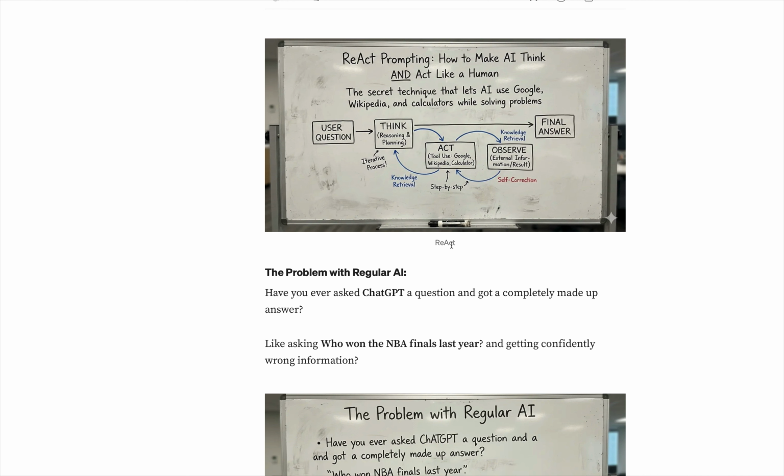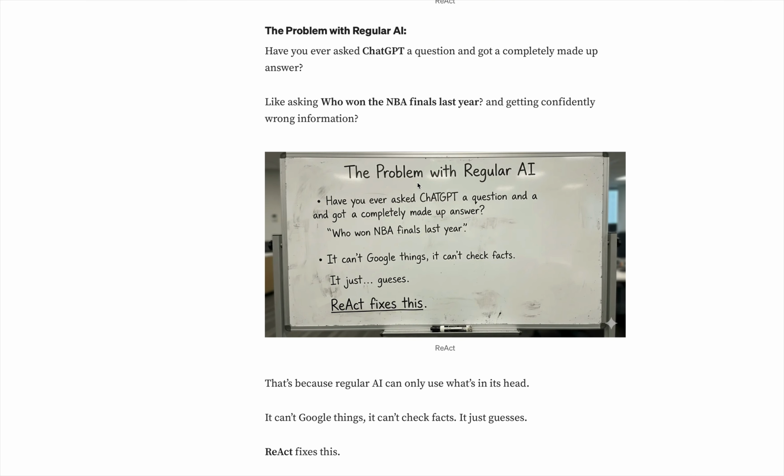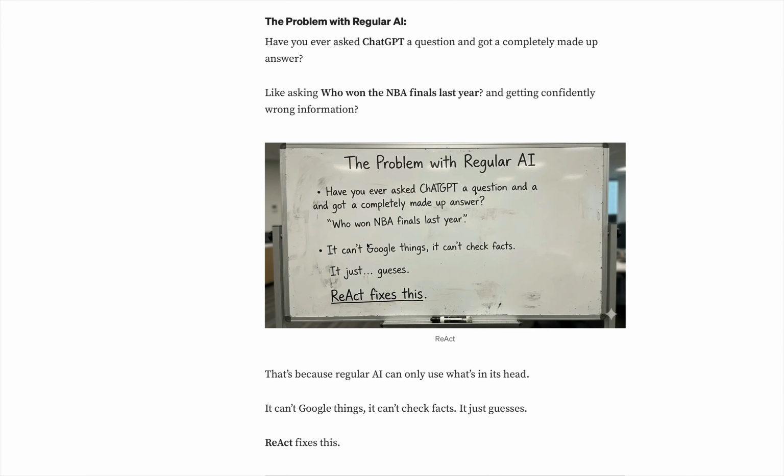About ChatGPT questions, right? You got a completely made up answer, like who won the NBA final last year? They're confidently giving wrong information sometimes, right? So that is the problem with this one.